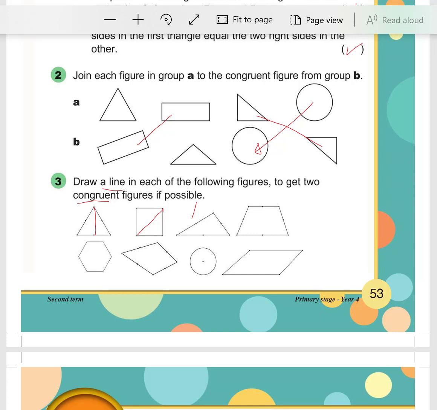There are no lines here to be congruent. We can draw this line. Here we can draw this line. Here we can draw this line. And here we can draw this line. And finally, we can draw this line.